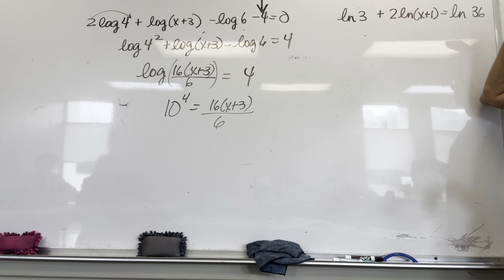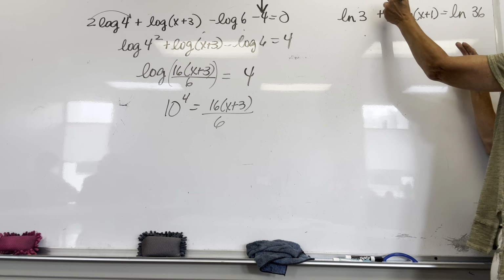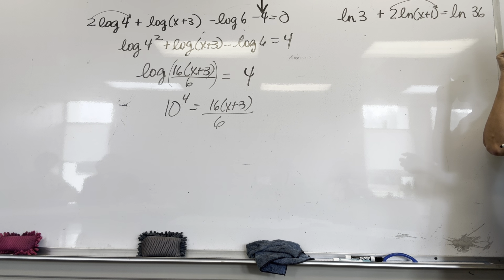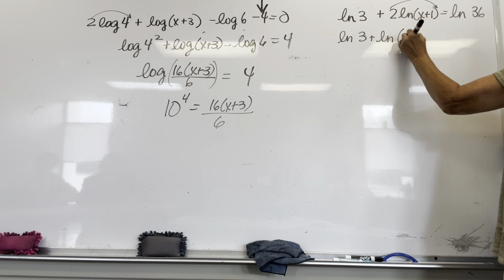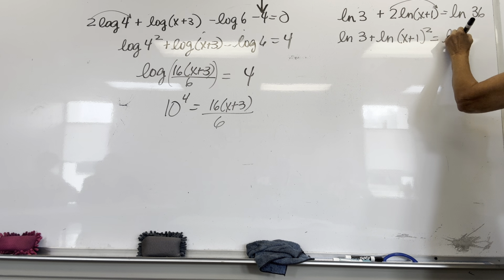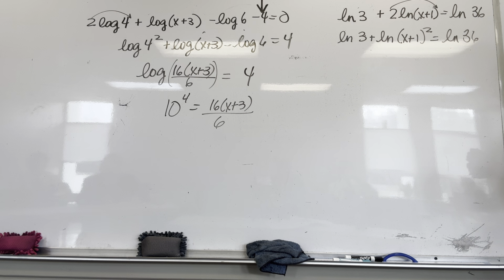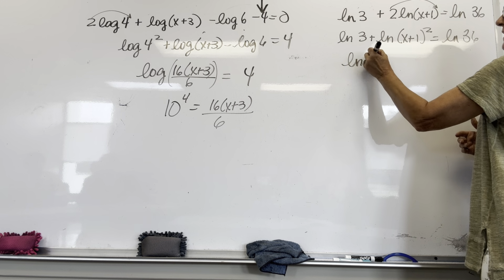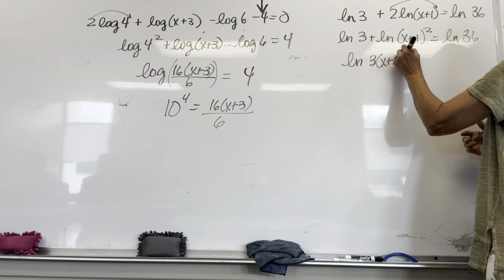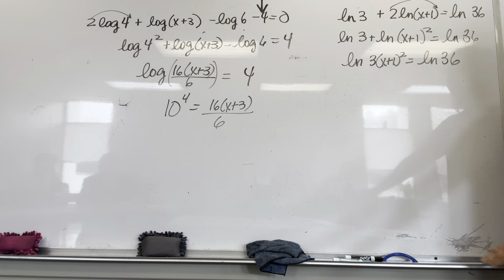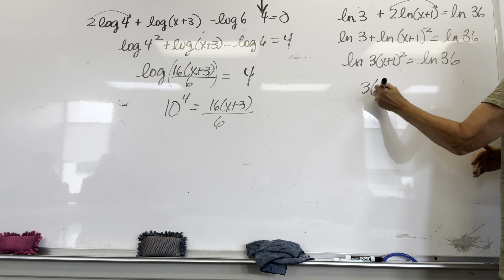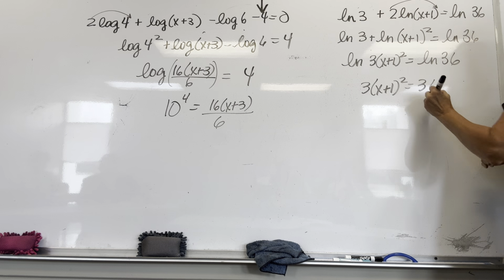Okay, this one. Now I want to go single log equals a single log. So addition is, I got to move this out front. So it's the ln of 3 plus the ln x plus 1 squared is the ln of 36. Addition is? Multiplication. So it's the ln of 3 times x plus 1 squared is the ln of 36. You can drop the ln. Drop the ln's. Just solve for x. Yes.